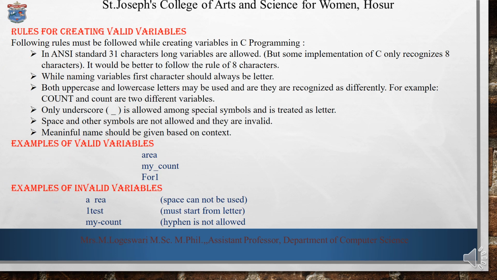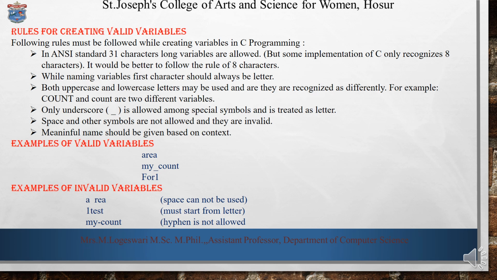We are going to see creating valid variables. What are the rules for creating valid variables? Some rules are followed. The first one, ANSI supports 31 characters for long variables, but some implementations of C only recognize 8 characters. Next, the first character should be a letter, the second rule. Third rule, both uppercase and lowercase letters are recognized differently. Underscore is allowed in a valid variable, while spaces and other symbols are not allowed, so they are invalid. Some examples are here for valid and invalid variables.